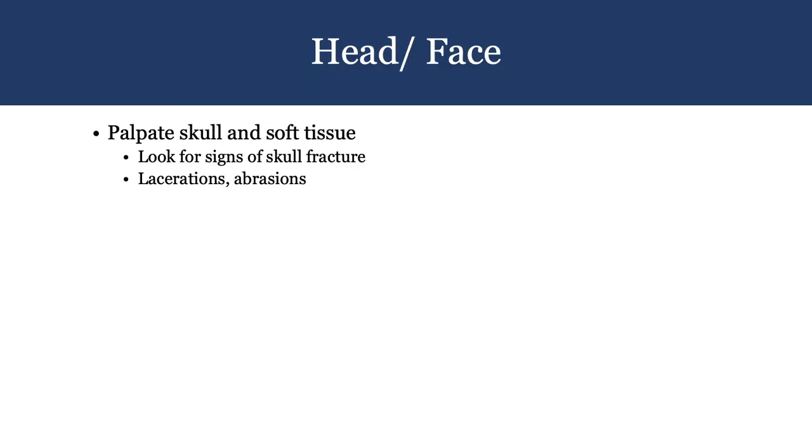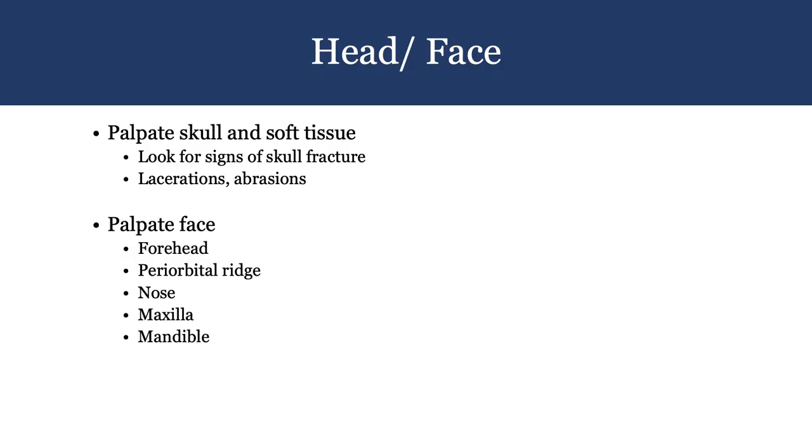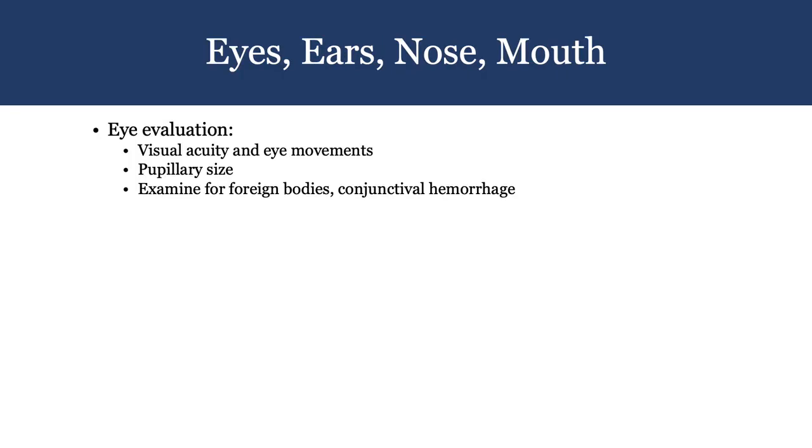Then we do a head-to-toe assessment. In the head and face, we palpate the skull and the soft tissues of the head, which is the scalp essentially. We want to look out for signs of skull fractures, lacerations and abrasions that could bleed significantly. And then we palpate the face, usually the forehead for any fractures, the periorbital ridge for fractures as well, the nose, maxilla and mandible for fractures of the facial bones.